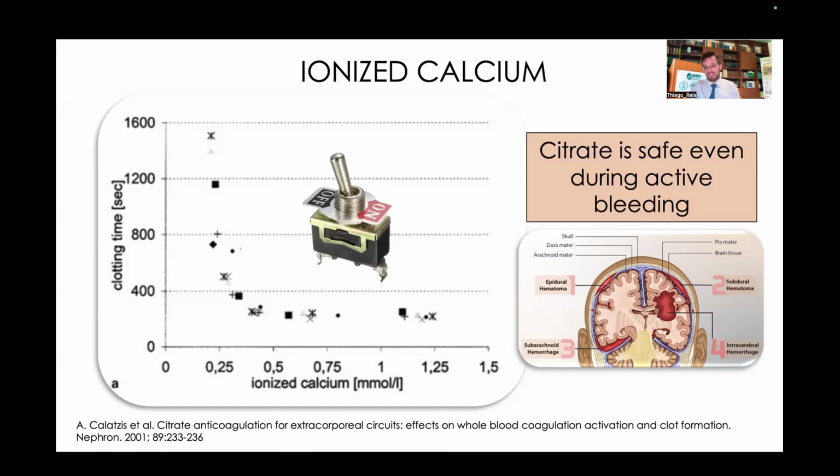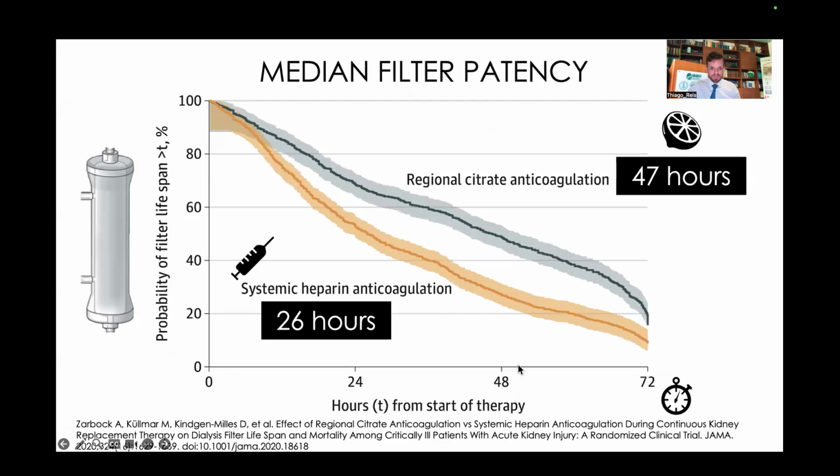And citrate can be used in patients with active bleeding. For example, a patient with brain bleeding. It's not a contraindication to citrate because citrate does not increase the risk of bleeding in the patient. Because in the patient, the concentration of ionized calcium will never fall to these concentrations of 0.3, 0.2. This will not be achieved in the patient, only in the circuit. So citrate is established as the modality of choice for anticoagulation.